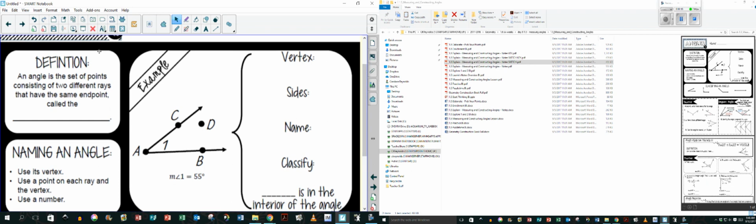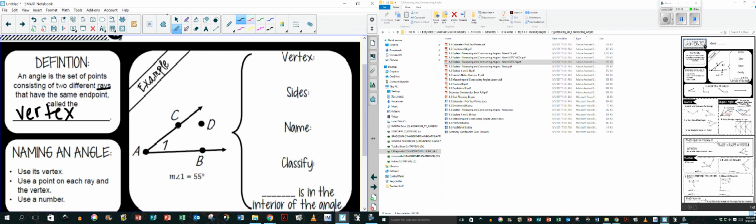The definition of an angle is the set of points consisting of two different rays. So remember a ray, that have the same endpoint, and the endpoint is called the vertex.